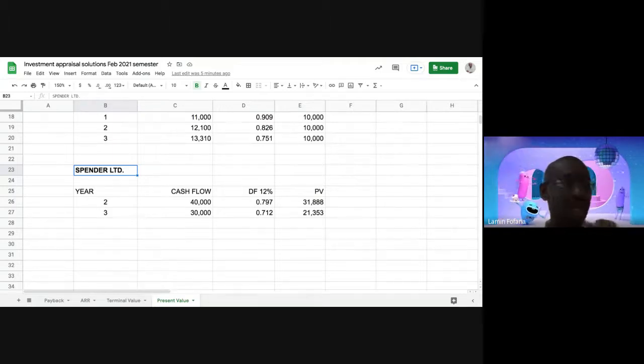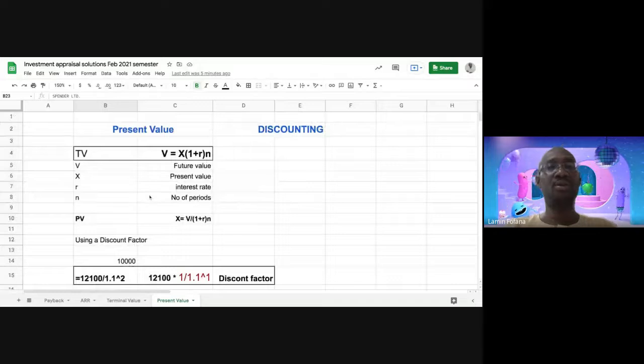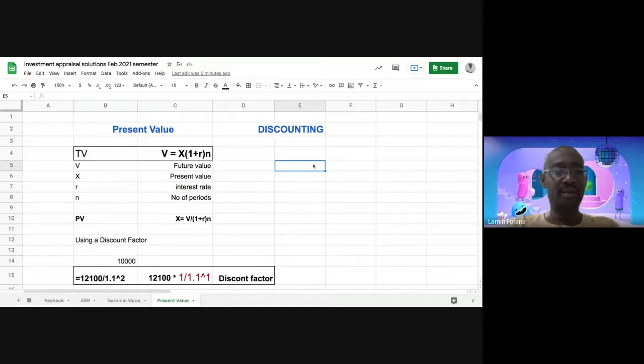Use the same format like we have done here, and put the first one as year 0, and that will be an outflow. The rest will be inflows. So discount all the inflows, add them together, and knock them off from the outflow. That will give you your NPV. So I'm going to put on top here: NPV assignment.